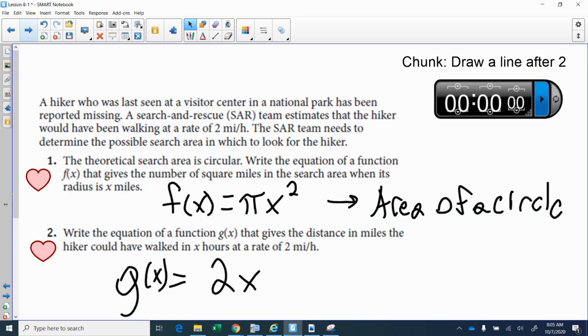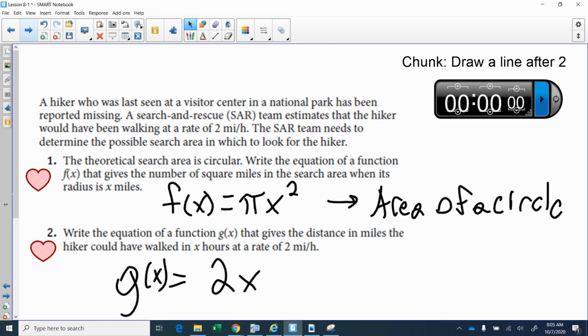So first off, in this situation, we have a hiker who is last seen at a visitor center at a national park and has been reported missing. The search and rescue team estimates that the hiker would have been walking at a rate of 2 miles per hour. The team needs to determine the possible search area to look for the hiker. So let's get some context to this problem.